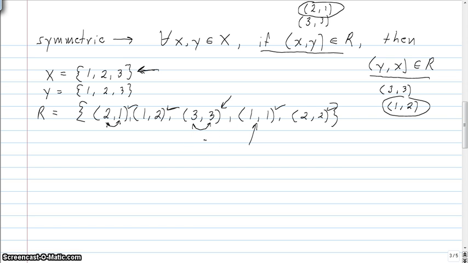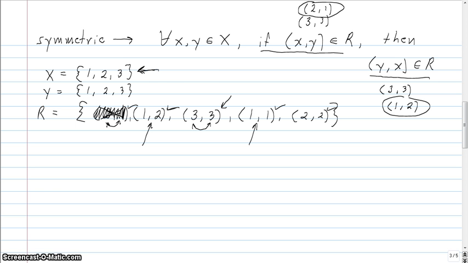So if we think about what we would have to change to make this not symmetric, that would be pretty easy if we just kicked one of these out. If we kicked, say, that element out, then this relation would not be symmetric, because if I choose (1, 2), I would be missing the element with the x and y switched around.